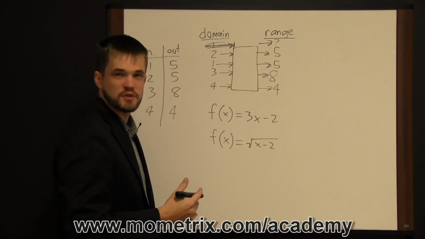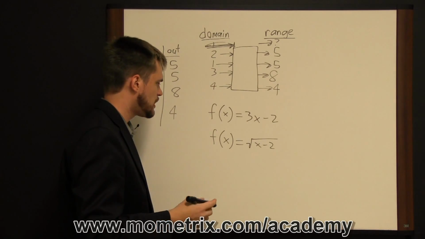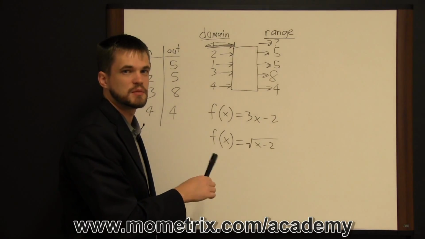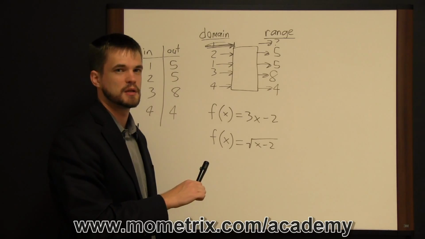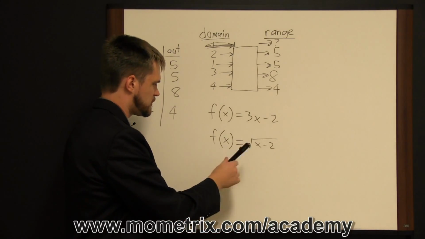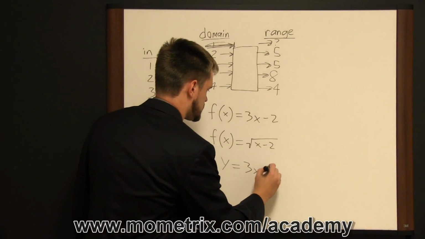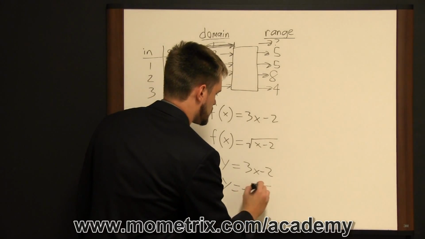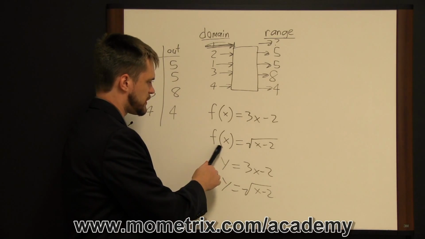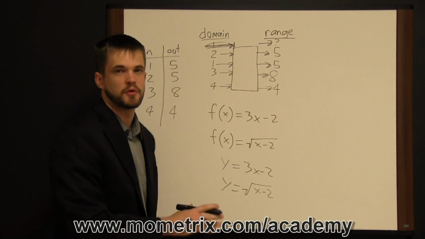And a function really can be thought of as just a simple two-variable equation, but we'll be using the function as a means to introduce more complicated types of equations. So you can think of f of x, if you want to, as y equals 3x minus 2, or y equals square root of x minus 2. But this is the nomenclature we're going to use as we move forward in functions.